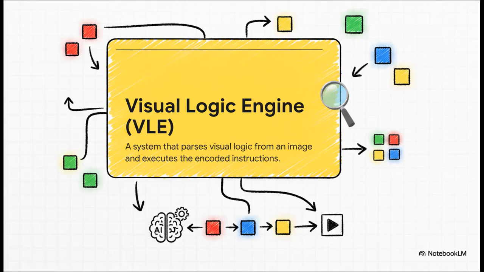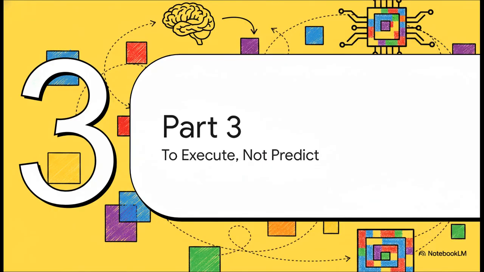Now, to make all this happen, you'd need a totally new kind of system. The source material calls it a Visual Logic Engine, or VLE for short, and its whole job is different from a normal image model. It's not built to see the picture, it's built to read the program that's hidden inside it. And this right here brings us to the most fundamental difference between this tech and the AI we're all getting used to. We're talking about a completely different paradigm.